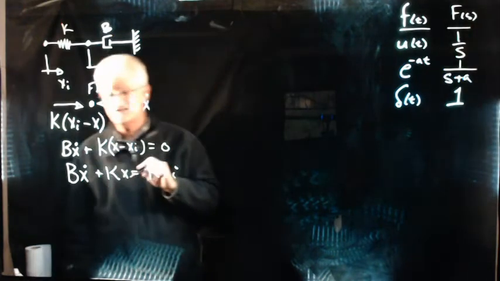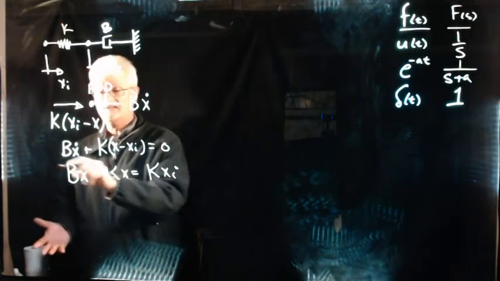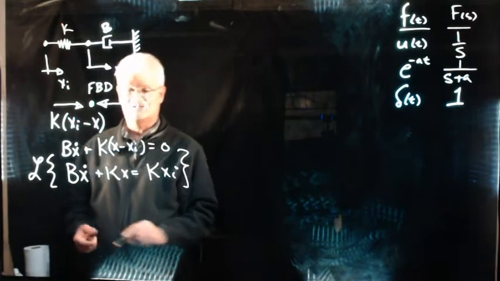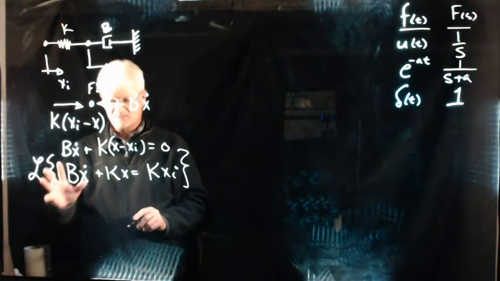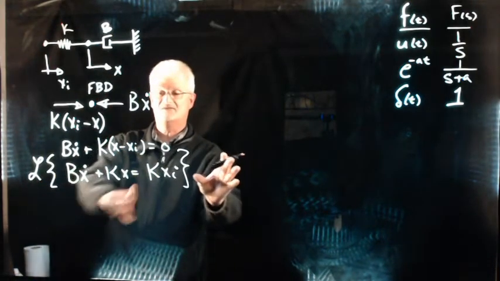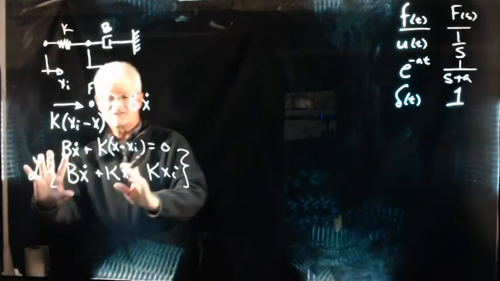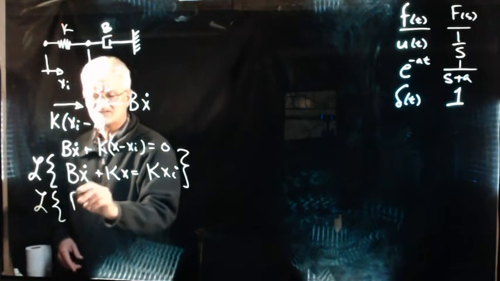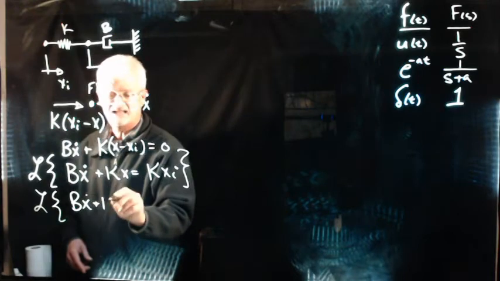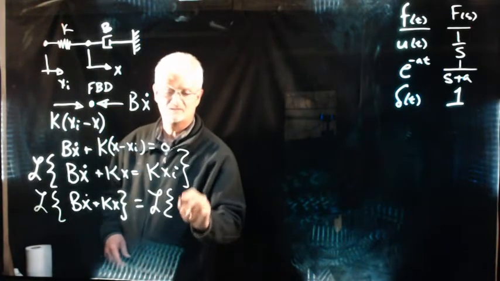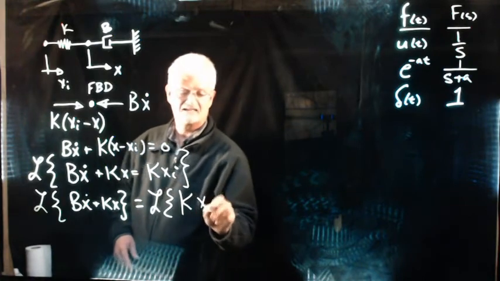So let's take the Laplace transform of this entire equation. And then we can use the principle of superposition. So whatever happens on one side of the equal sign, that happens on the other side. The equal sign still stands. So the first step is that the Laplace transform of b x dot plus kx is equal to the Laplace transform of k times xi.